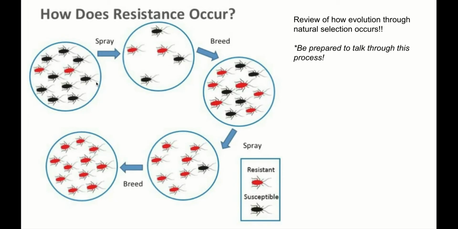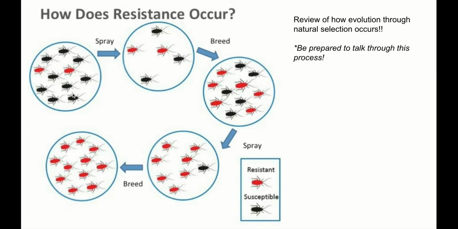So imagine our initial pest population. It's got some natural genetic variation in it. We have mostly pests who are in black. They are susceptible to pesticides. They'll be killed by the insecticide that we spray. And then we've got a couple of insects that, just by random genetic variation, are resistant to our pesticide. We haven't sprayed our pesticide yet. This variation exists before we spray our pesticide.